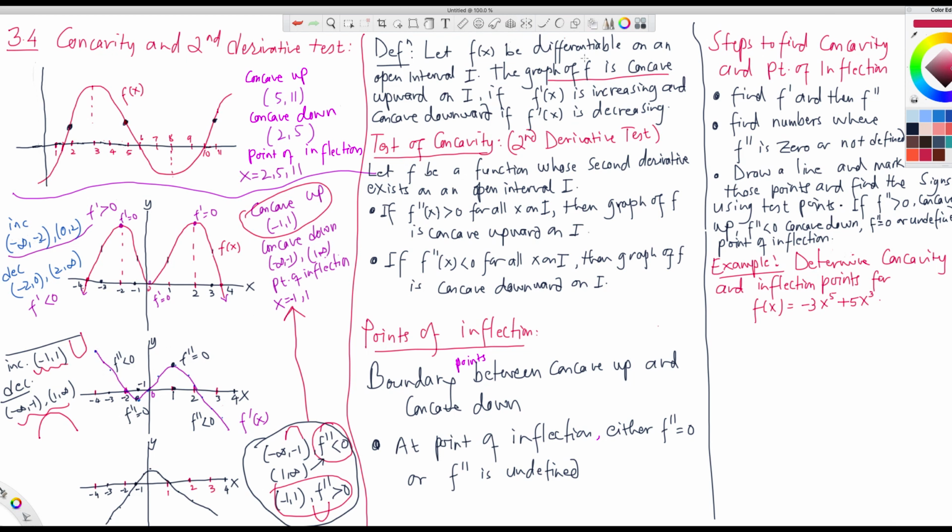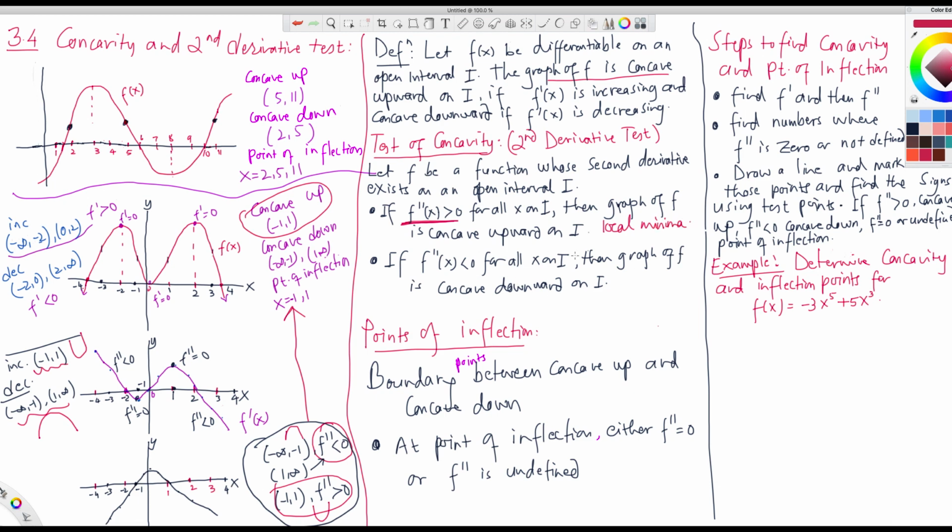So we don't check with the first derivative, we will check with the second derivative. To check concave up and concave down, we will use the second derivative. Let's read this one. Let f be a function whose second derivative exists on an open interval I. If the second derivative is positive for all x in that interval, then the graph of f is concave up. Whenever there is concave up, there is a chance of local minima, right?